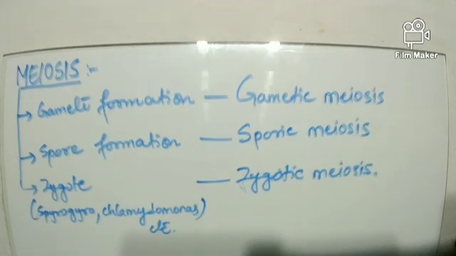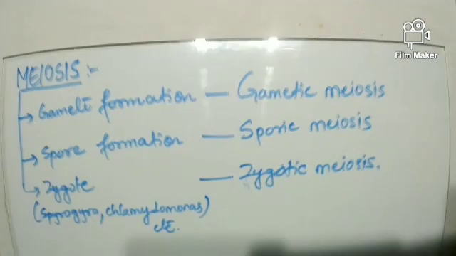When meiosis occurs at the time of gamete formation, it is known as gametic meiosis. When meiosis occurs at the time of spore formation, it is known as sporic meiosis. And when meiosis takes place in the zygote, as in lower plants like Chlamydomonas, Spirogyra, etc., this kind of meiosis is termed as zygotic meiosis.